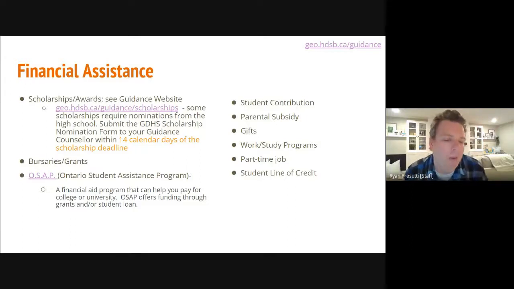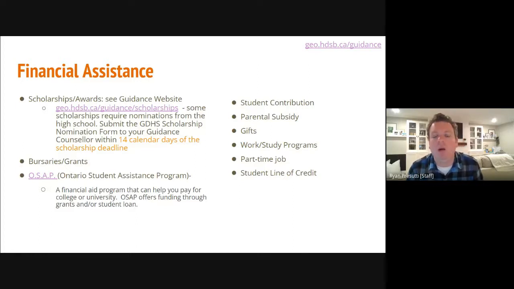We will have a parent evening on the OSAP application process in semester 2. So look out in semester 2, probably around March or April, for information from the school on another evening, more likely going to be a virtual event like tonight. And then, of course, some student contribution. Maybe they've saved up over the year, birthday and just general presents, or their own work that they have done, part-time jobs. They've saved up some money. Let's hope that's the case.